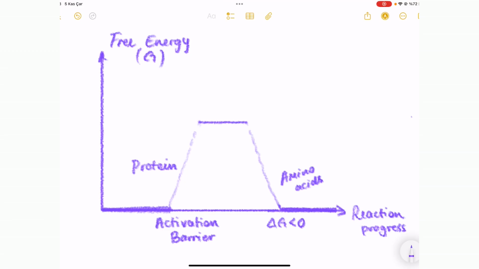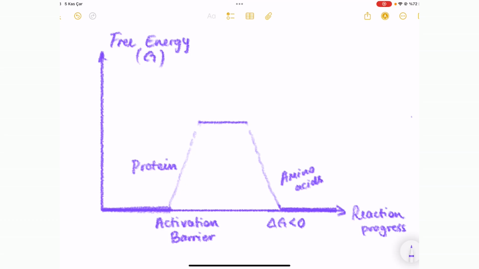This is a reaction energy diagram that shows the relationship between the free energy and the progress of the reaction. On the y-axis, we have free energy, showing how much energy the molecules contain. On the x-axis, we have reaction progress, showing the change from protein to amino acid. The proteins start at a higher energy level and the amino acids are at a lower energy level, meaning that delta G is negative, so the hydrolysis reaction is thermodynamically favorable.